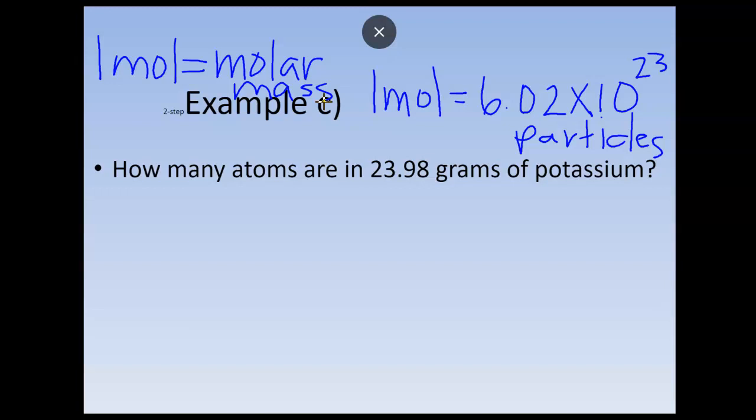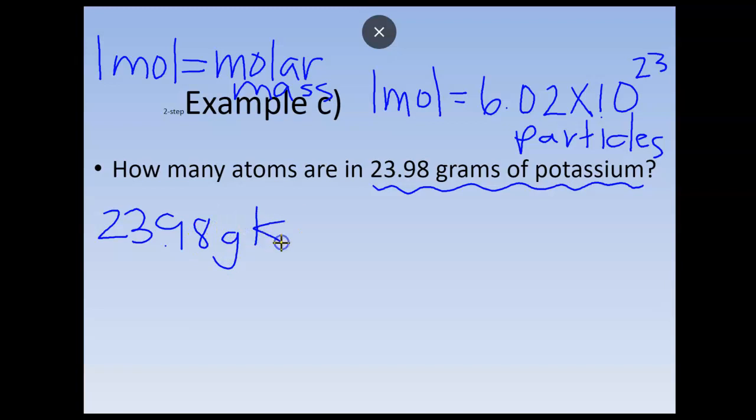So in this problem, we are asked how many atoms are in 23.98 grams of potassium, and I have underlined our given, and I'm also noticing that it has 4 significant figures. So that means my answer is going to be 4 significant figures. All right, so I was given 23.98 grams of potassium. Okay, so I am going to have to set up my calculation again so I can calculate moles, and I'm going to want to know the molar mass of potassium.